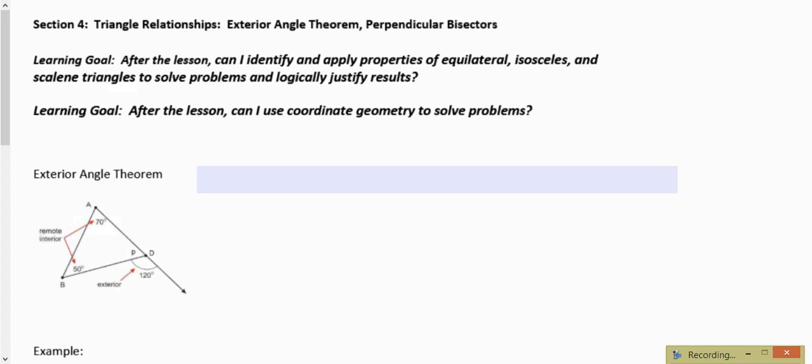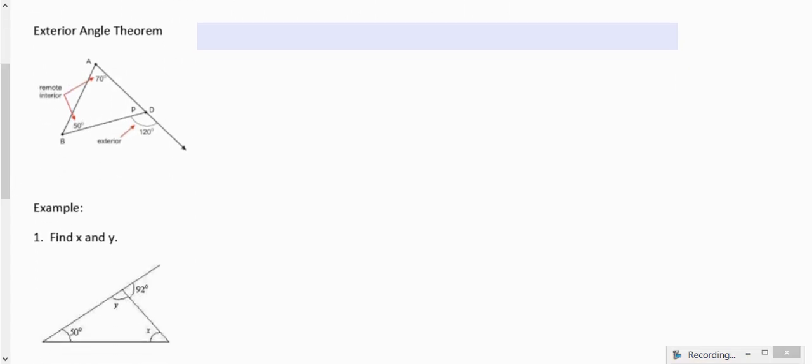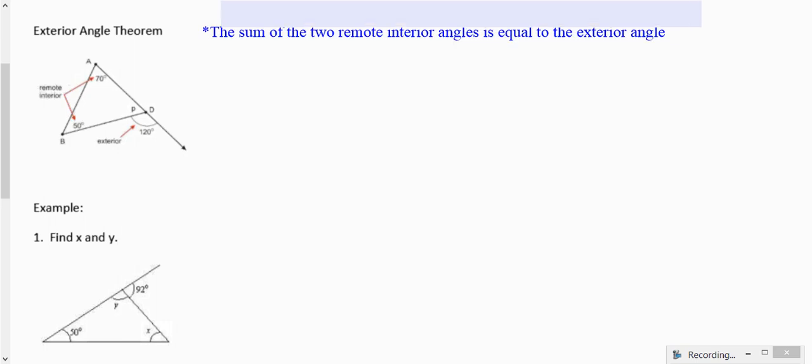So the first thing we're going to look at is what can be considered maybe a shortcut if you're looking for some information on a triangle or specific angle measurements. It's called the exterior angle theorem, and it tells you that the sum of the two remote interior angles is equal to the exterior angle.